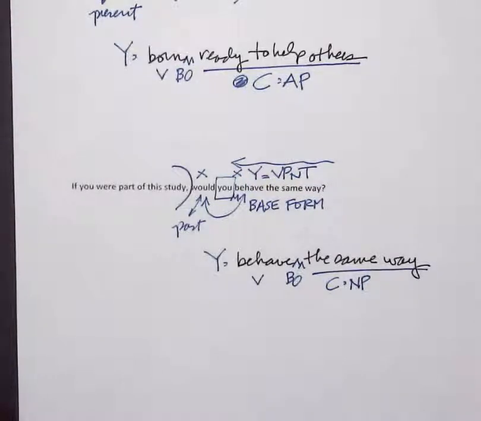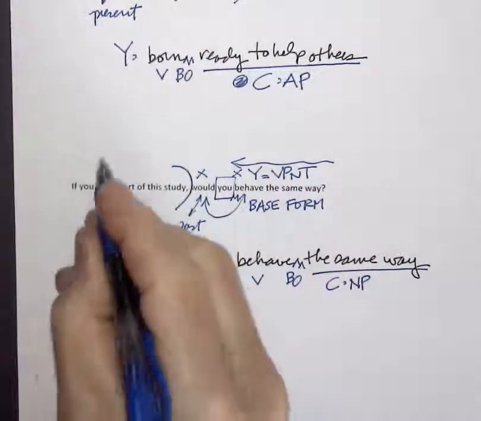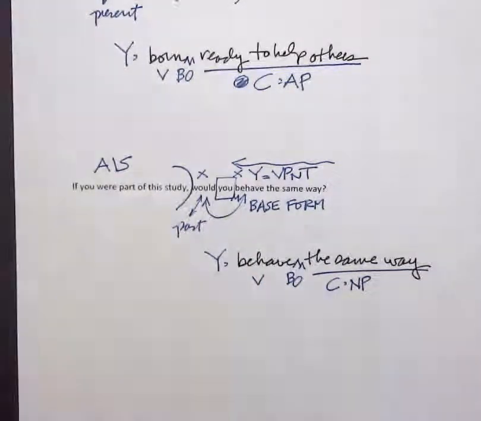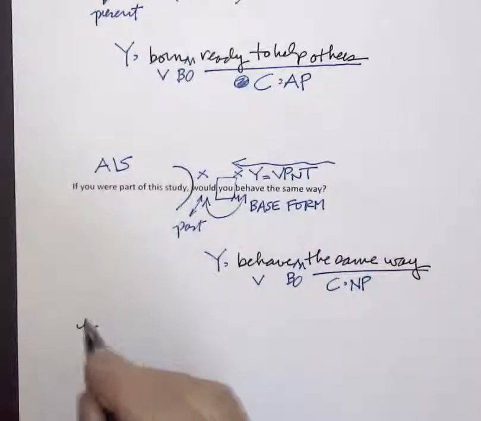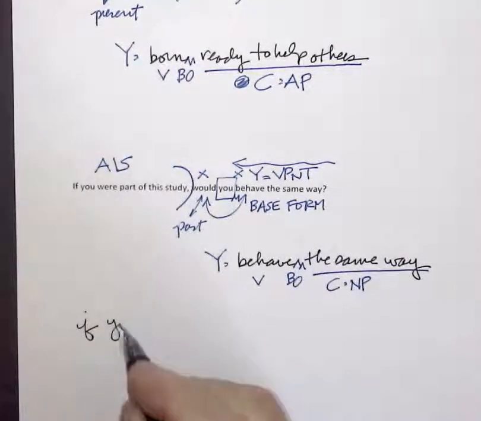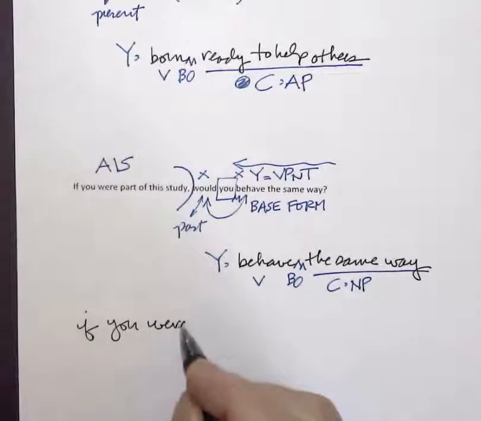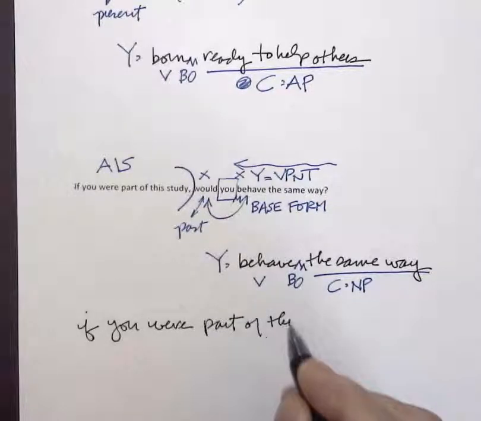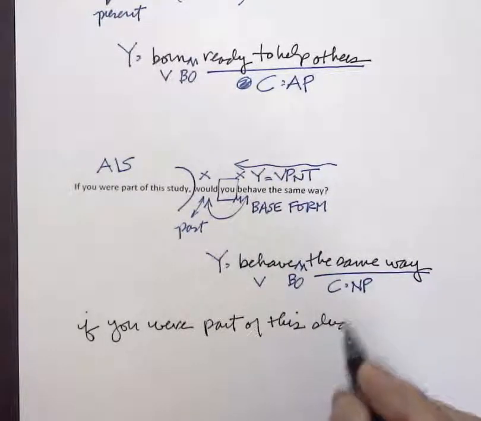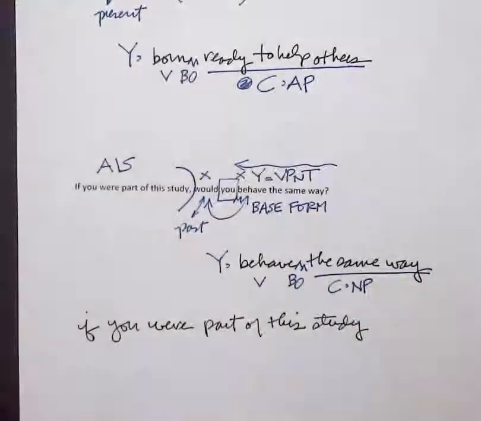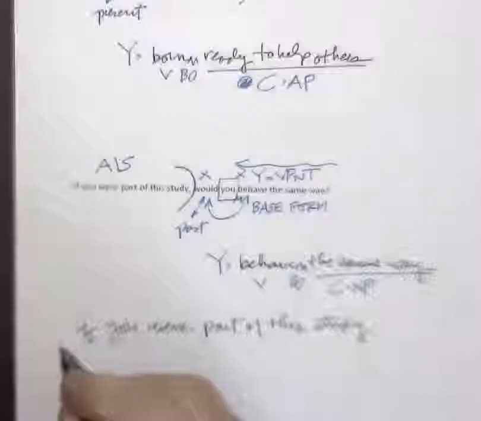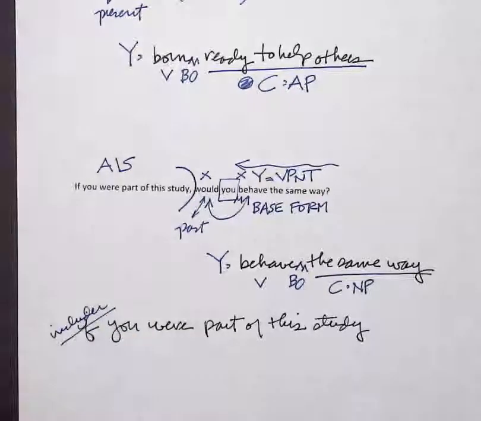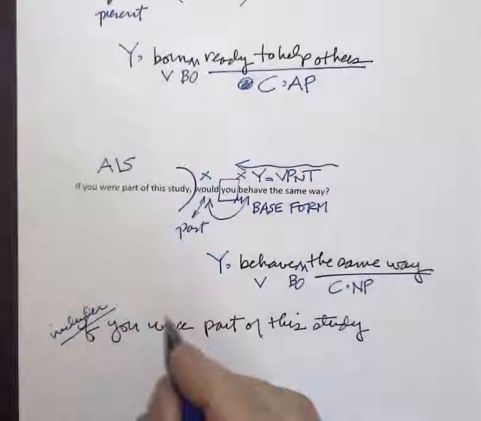Okay, are we done? Not exactly, because we still have an adverbial included sentence that we need to finish up with. So let's rewrite that. If you were part of this study. Includer. Now that we cross off the includer, we're left with a sentence, and we know how to deal with that.